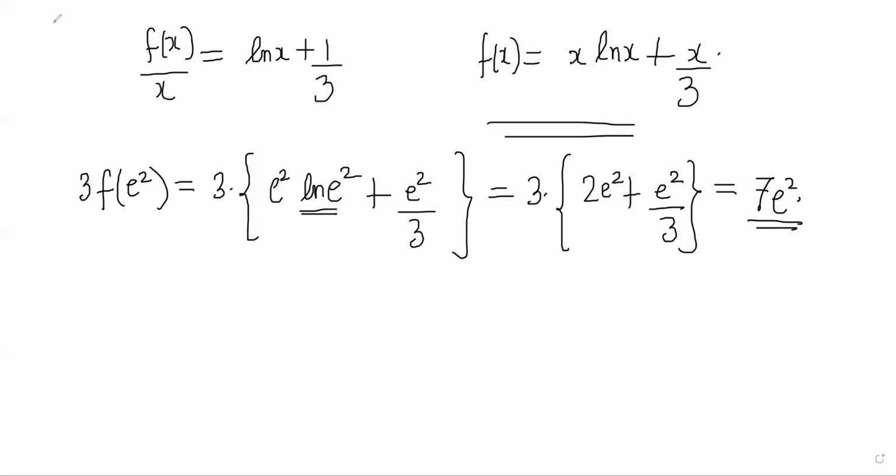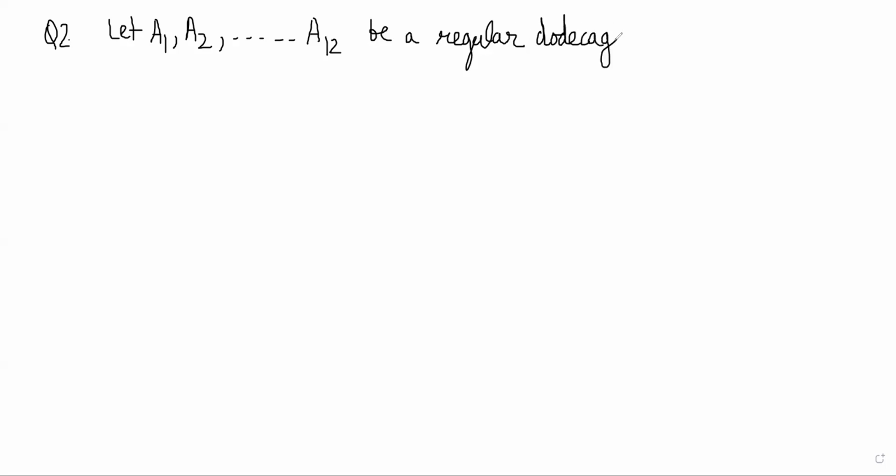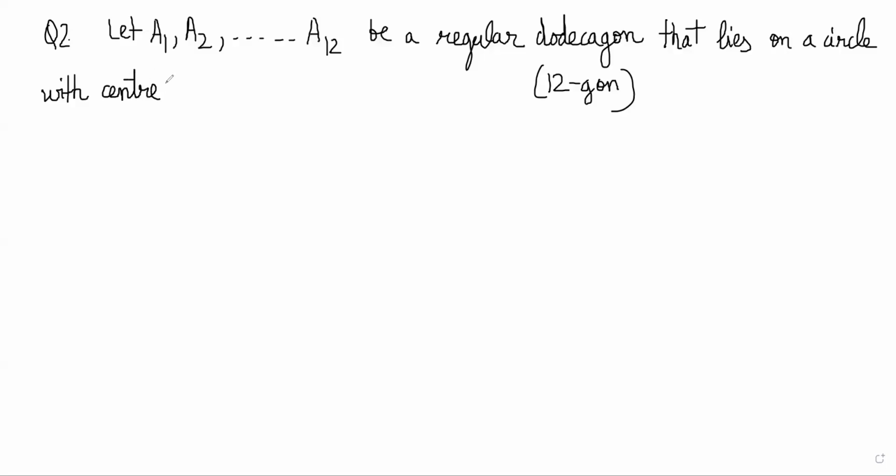Question 2. It says, let A1, A2 till A10, A12 be a regular dodecagon. A dodecagon is a 12-gon. So it is a 12-sided regular polygon, right? That lies on a circle with center 0, 0 and radius 5.